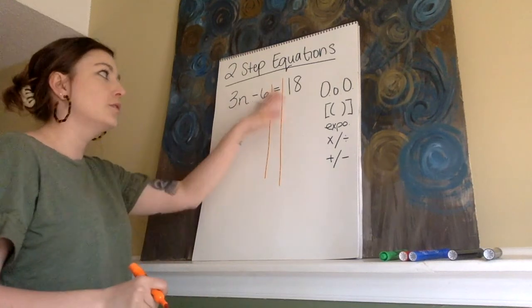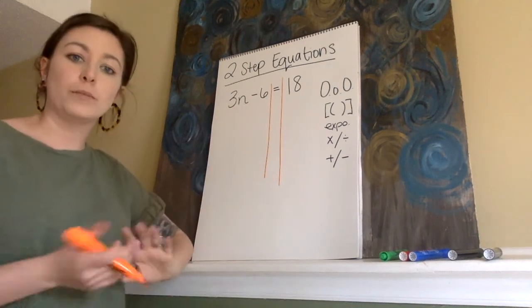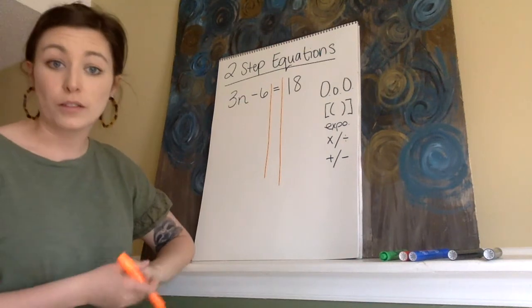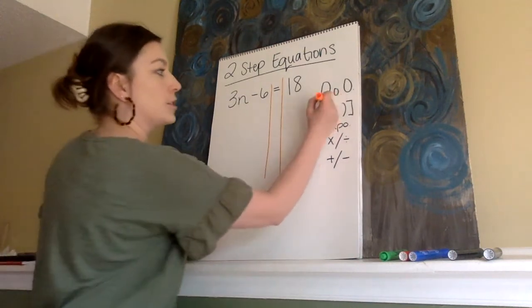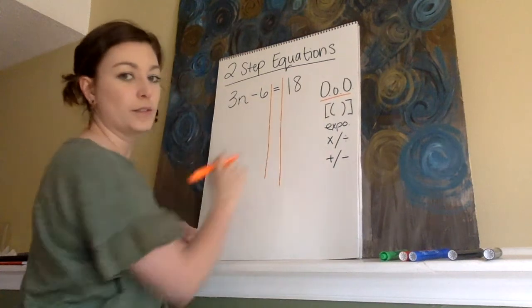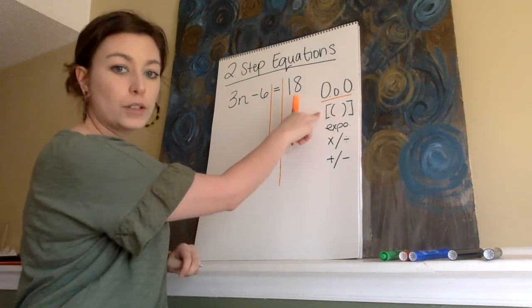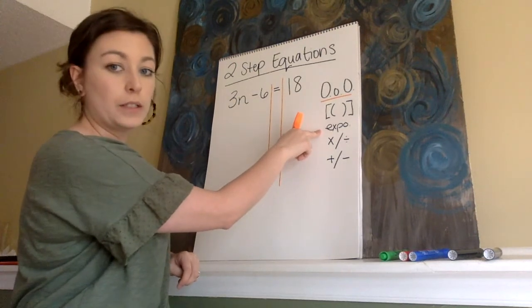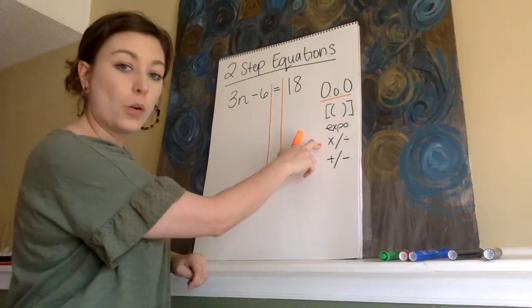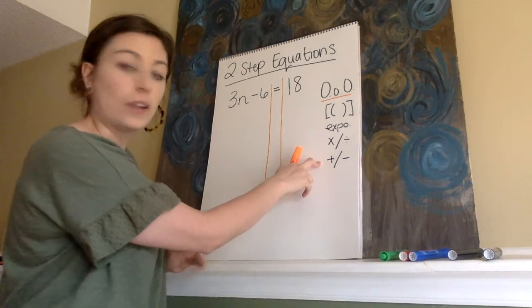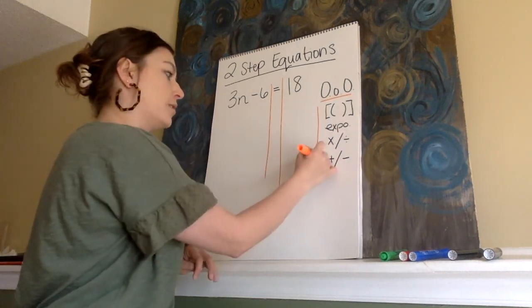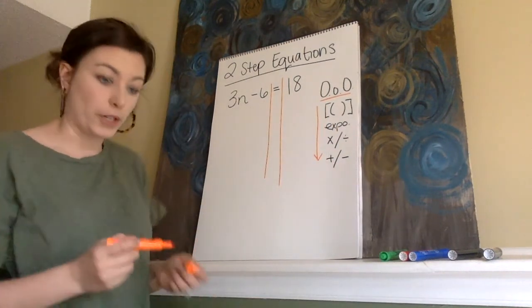Okay, so whenever you're solving problems, you use the order of operations, right? That's what that stands for. You always go with your grouping symbols first, then your exponents, then you're doing multiplication or division, and then finally adding or subtracting. So you're always moving in this direction when you're doing order of operations.